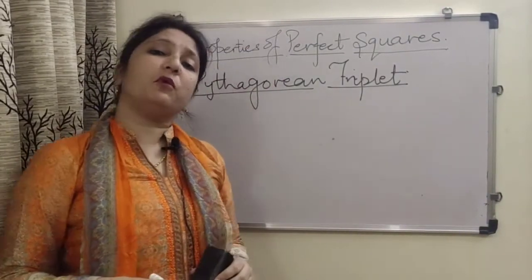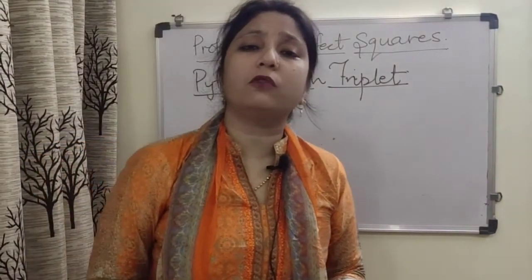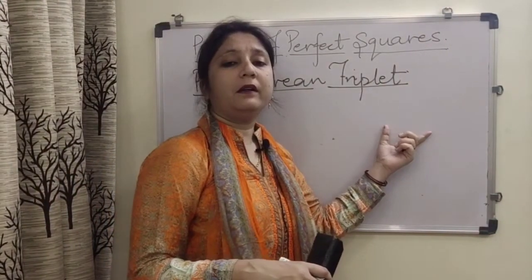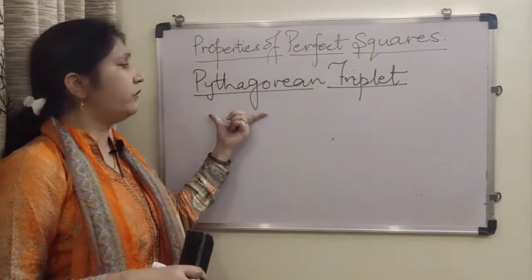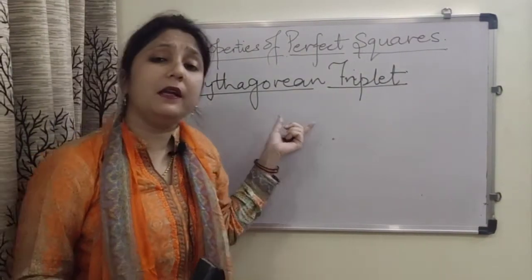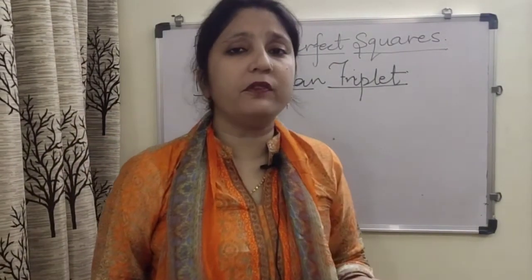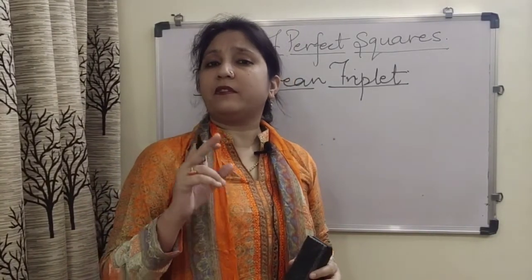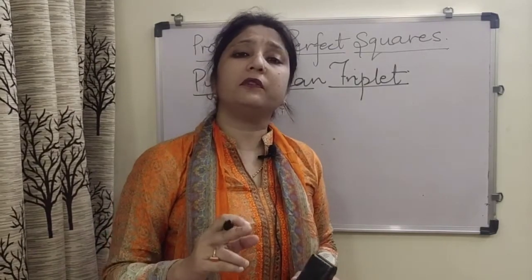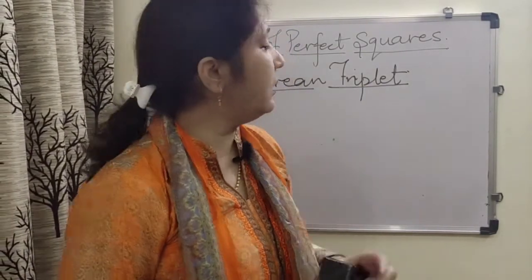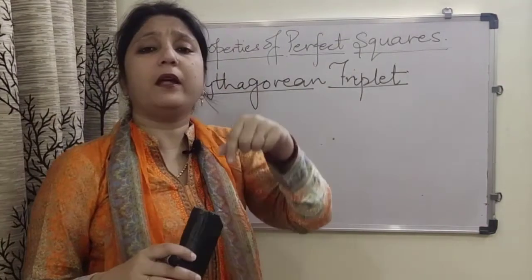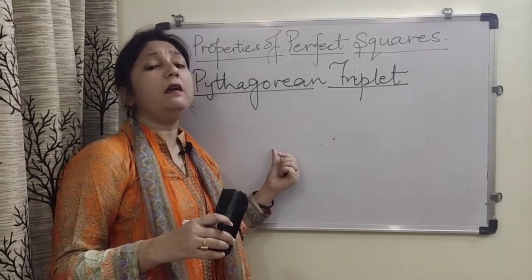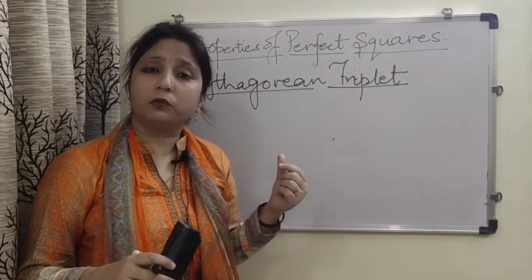Now coming to the most important property of perfect squares, that is Pythagorean triplet. If you look at this first term, you will definitely come to know you are not unaware of this name, because in properties of triangle of class 7 you have done Pythagoras theorem. This term has originated from there only, and we have included it in properties of perfect squares as well.